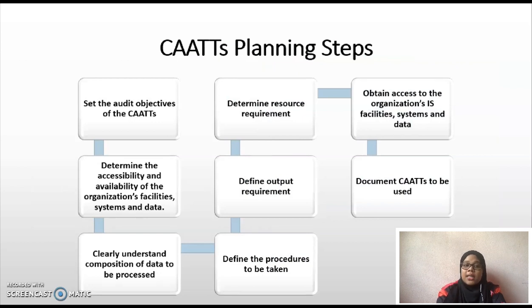First, set the audit objective of the CAATs. Second, the IS auditor needs to determine the accessibility and availability of organization, facility, system and data. Third, clearly understand composition of data to be processed. Fourth, define the procedure to be taken. Fifth, define output requirement. Sixth, determine resource requirement. Seventh, obtain access to the organization IS facility, system and data. And lastly, document the CAATs that will be used.